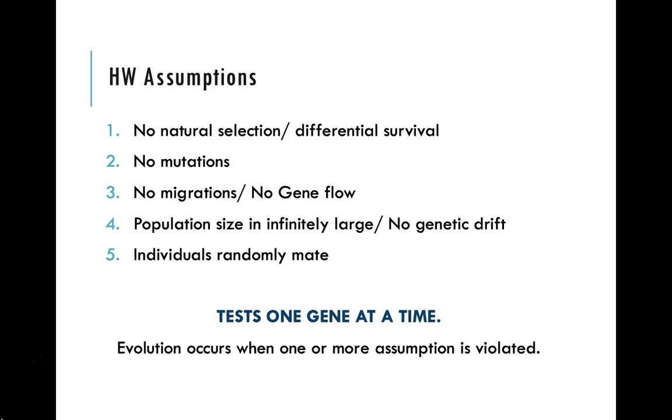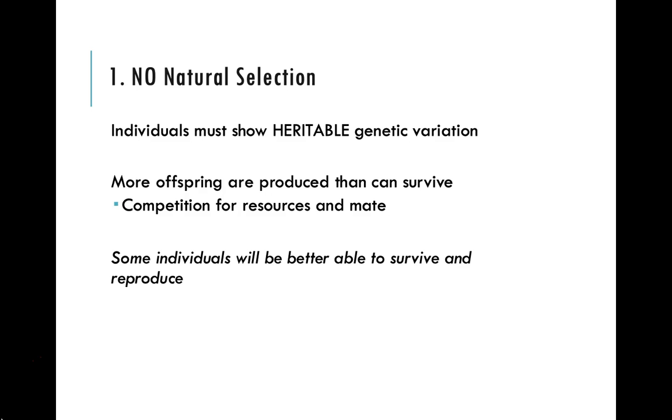So we're going to talk about 1 through 3 here in this video. So first one, no natural selection. This is usually the most obvious one. This means that individuals are displaying heritable genetic variation in a population.